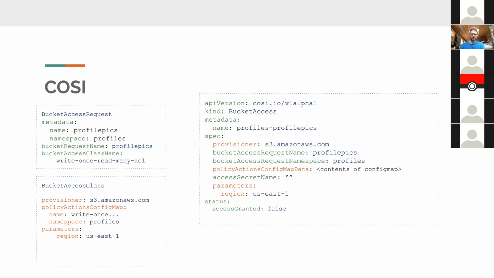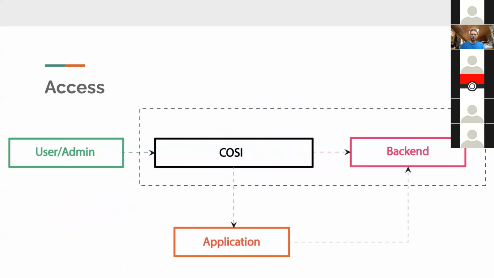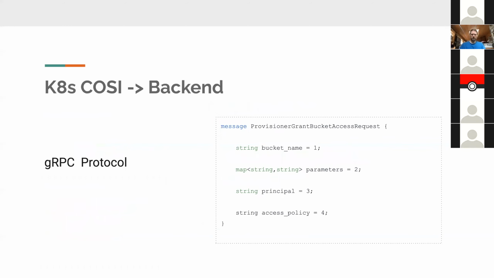Mm-hmm. So at this point, if you notice the status, when it creates the bucket access object, the status is set to false. Access has not been granted yet. It's just created this object. And then it goes ahead and uses this bucket access to talk to the backend. It talks to the backend using the gRPC protocol.